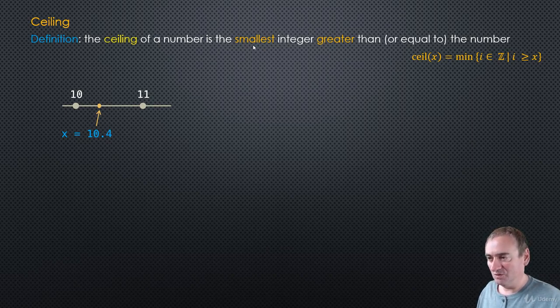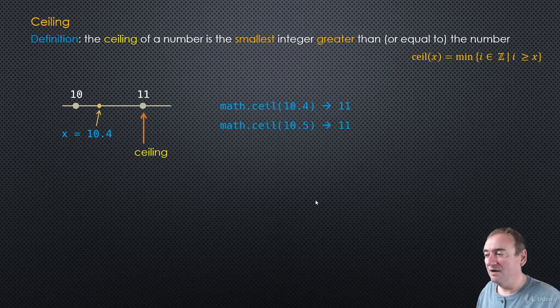Well, the ceiling is the smallest integer that's greater than or equal to the number. Well, that would be 11 in this case, right? 11 is greater than x. 10 is not greater than x. 12 is also greater than x, but it's not the smallest integer greater than x. The smallest one is 11, so that's our ceiling. And obviously any number that falls within this interval, excluding 10, will ceiling to 11.